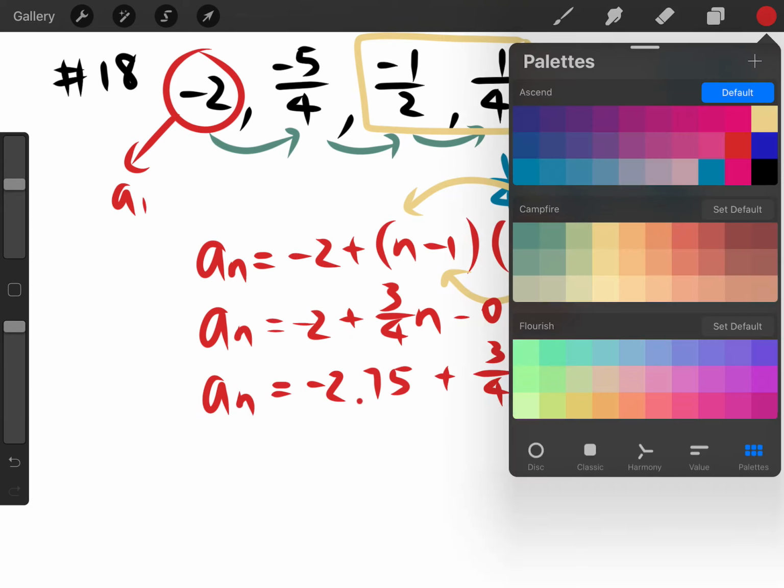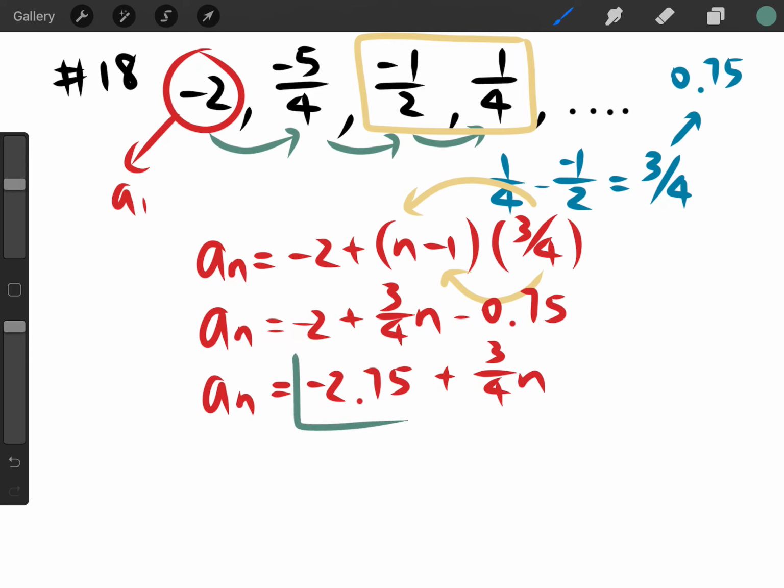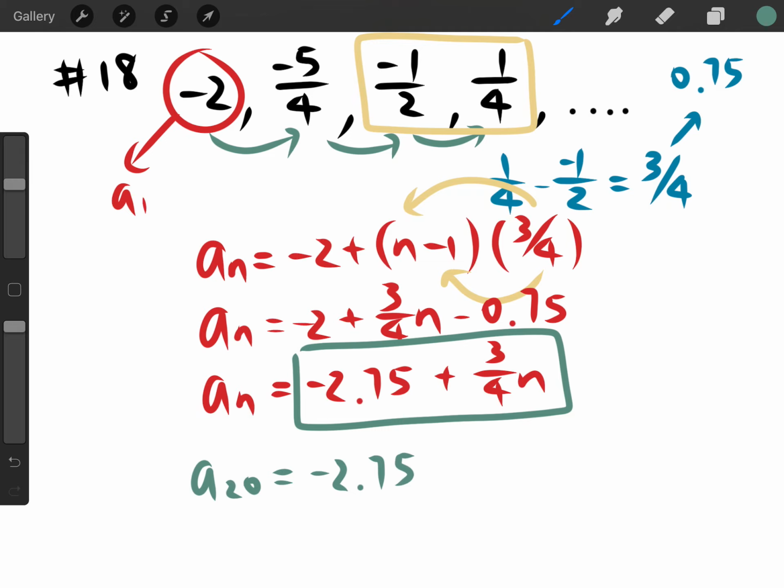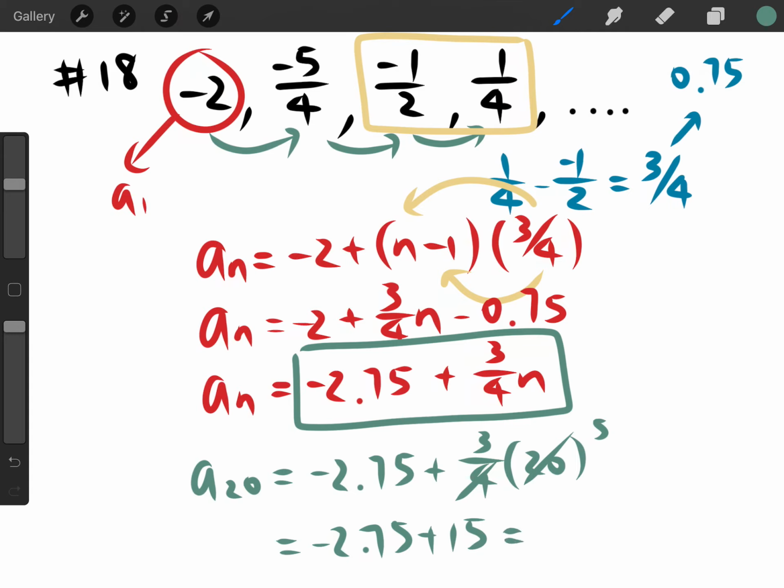So now the next thing I want to do is use this rule to help me find a sub 20. Okay, so a sub 20 is going to be negative 2.75 plus 3/4 times 20. Okay, so you can go ahead and do the math. Negative 2.75. Okay, it's going to be 5 times 3, that's positive 15. So your a sub 20, or your 20th term, is going to be 12.25.